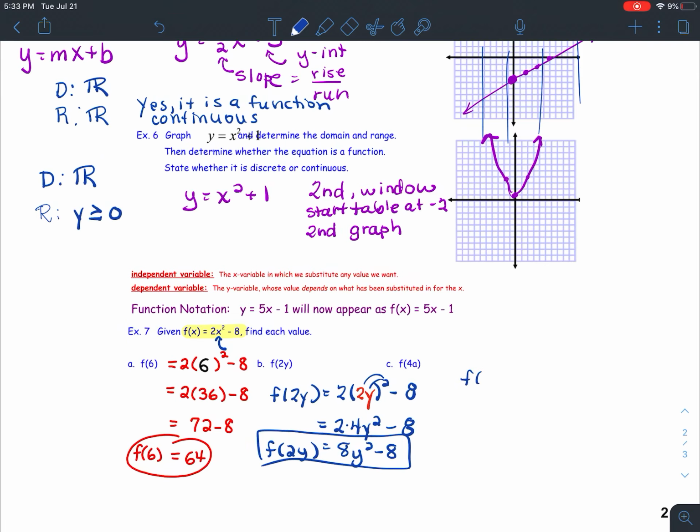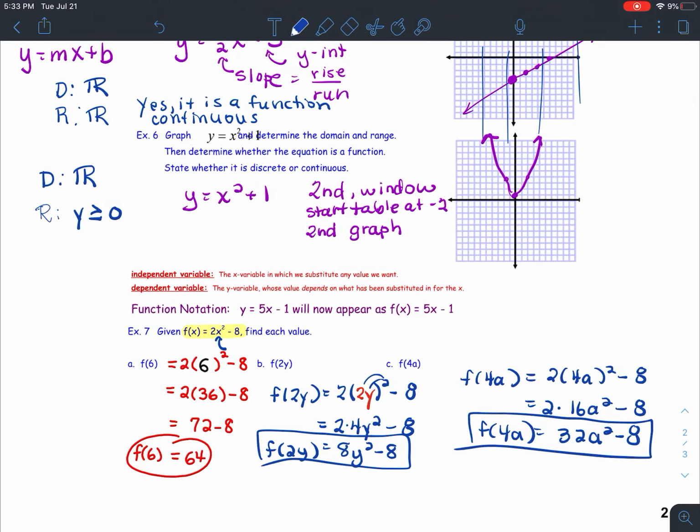Okay? If we were to do a similar problem, only this time we're going to substitute a 4a in for all the x's. Again, we're going to do the exponent first, and then we will multiply 2 times 16, and we get f of 4a is 32a squared minus 8.